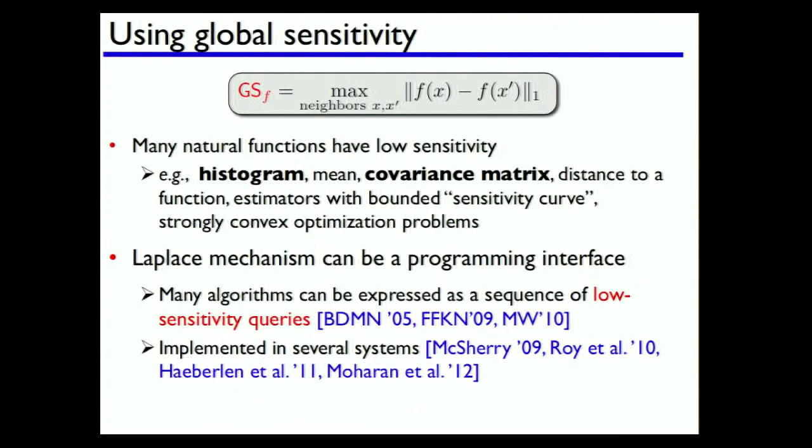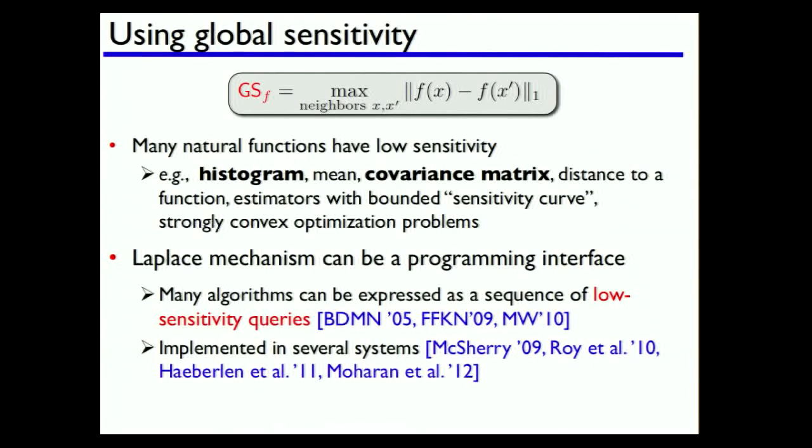Moreover, this mechanism can be thought of as a programming interface where I just ask for various functions, making different queries where my query describes a function. What I get back is the answer to the query, some noisy answer to the query.